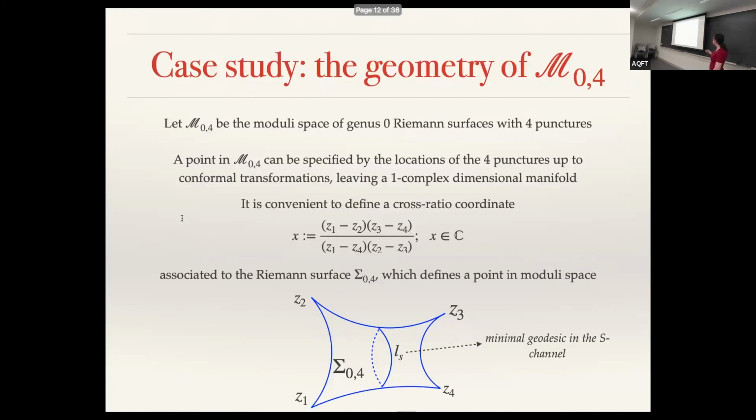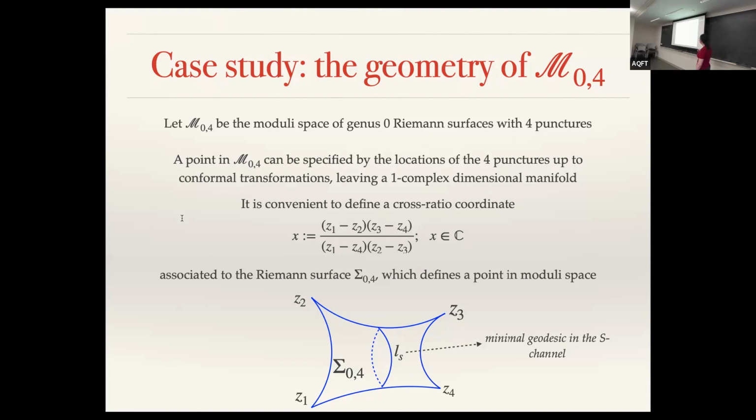Okay, so we're going to look in detail at the geometry of first M04, so genus 0 Riemann surfaces with 4 punctures. For most of the talk, I'll talk about this case, and then at the end, I'll talk about generalizations to other Riemann surfaces. So first, let's talk about coordinates on this moduli space. There are many different kinds of coordinates that you can write down, and I'll talk about some convenient ones for our analysis. So one set of coordinates are known as cross ratio coordinates.